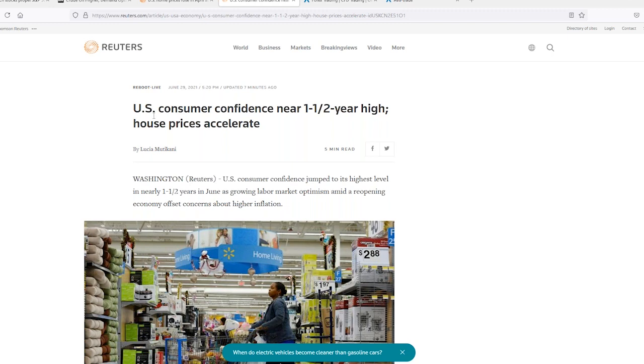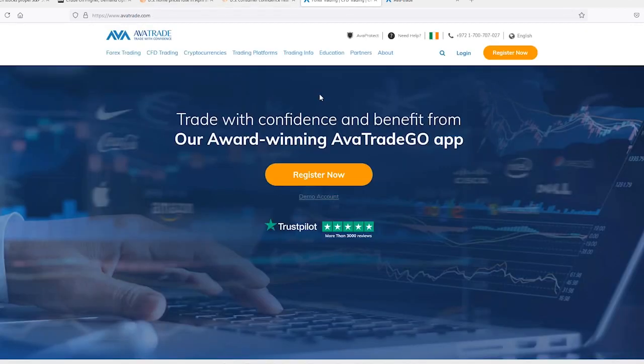Another positive headline, U.S. consumer confidence near 1.5-year high. So people are spending money. Prices are rising faster than was expected. Jobs are doing really well, etc. Oil prices are rising. High demand in the economy for things. At some point, governments are going to have to say enough stimulus, right? And that could be the impetus for a sell-off in the markets.